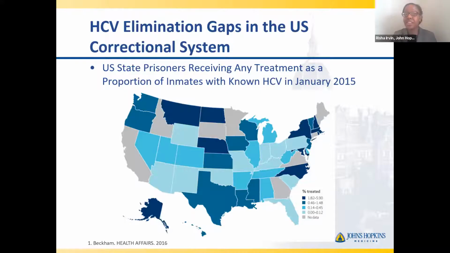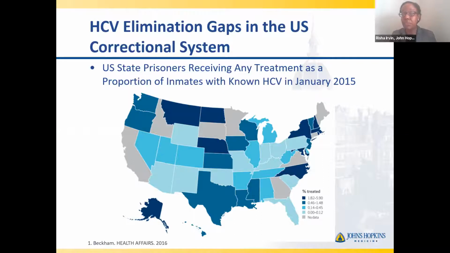So as mentioned, there are HCV elimination gaps in the US correctional system. And this map really signifies that. It shows US state prisoners receiving any treatment as a proportion of inmates with known HCV infection in January of 2015. If you look across the map, what you essentially see is that treatment ranged from no treatment up to about 6% of individuals being treated within correctional facilities in the United States.